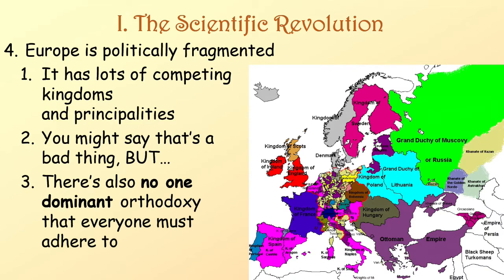Europe was politically fragmented. It's got lots of competing kingdoms and principalities, and you might say that's a bad thing, but there's also no one dominant orthodoxy that everybody has to adhere to.